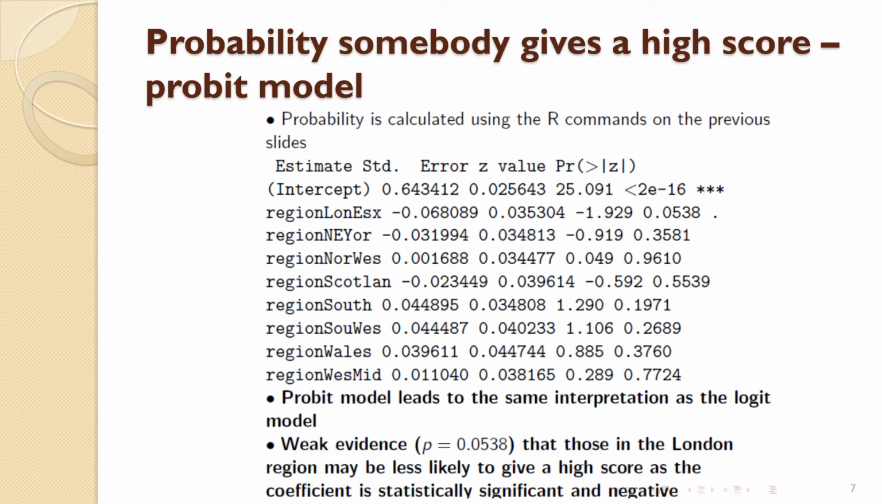Those in the London region may be less likely to have a high score, precisely because this coefficient for the London-Essex region in the second row is marginally statistically significant and negative. And the other thing to watch for here in terms of the interpretation, remember this isn't just an exercise in applied mathematics. You've got two similar models here giving you similar interpretations for the same data set. So it says there in the second bullet point, the probit model leads to the same interpretation as a logit model, and this is significant in applications, and again expect to find similar answers from similar looking models.